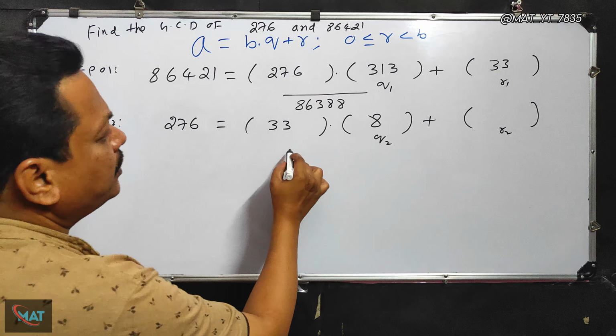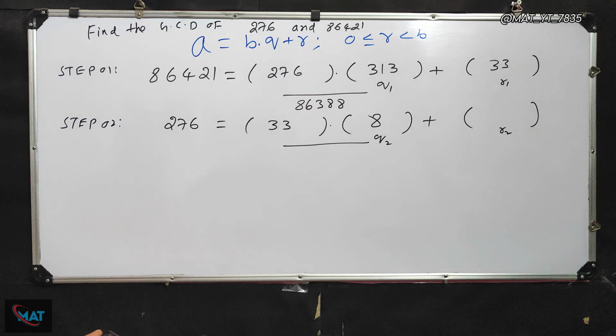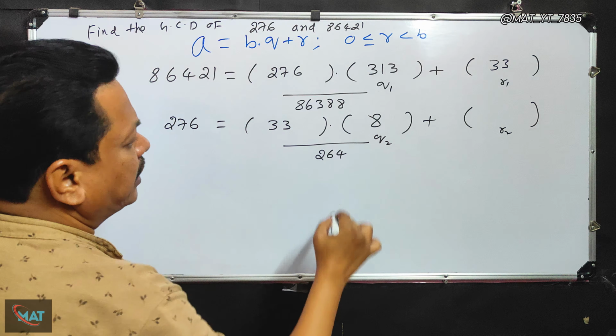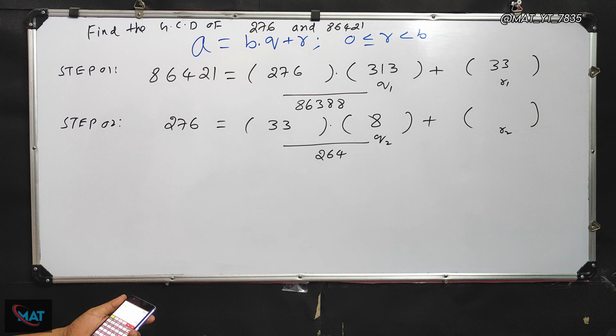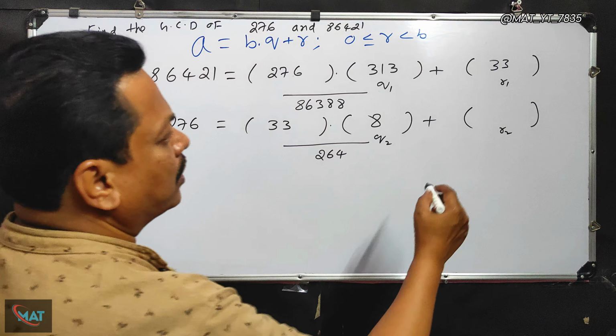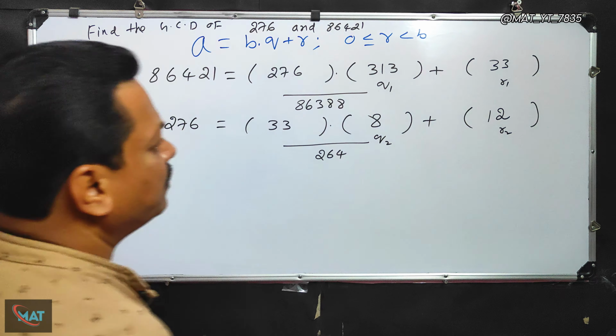It is showing a whole number 8 times roughly. 8. If you multiply these two, what are you going to get? That is 8 times 33. It is 264. You can check through calculator. The difference of these two is the remainder. 276 minus 264, we are going to get the remainder 12. Be careful with the values.